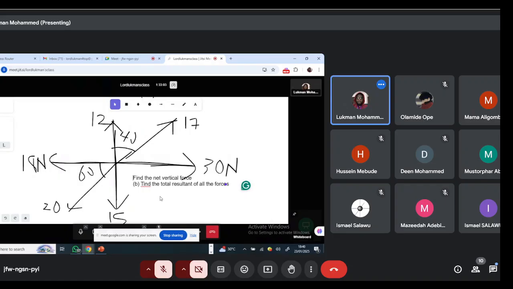Oh, it's moving beyond where I sent it. So have you seen the question? Put this down. Why is this moving beyond where I'm putting it? Okay, this is fine anyway. Okay, find the total resultant of all the forces. Okay, sorry, sir, Mr. Lukman.